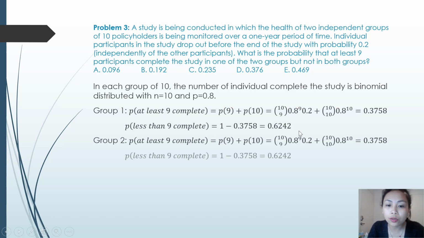And similarly for group 2, everything would be the same. And now we look back to the question: what is the probability that at least 9 participants complete the study in one of the 2 groups but not in both groups?